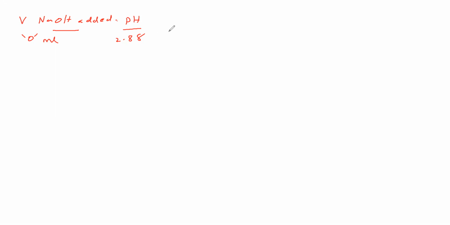Now, let us add sodium hydroxide solution from the burette into the conical flask. Drop by drop, we will add while continuously shaking the conical flask. Now, what will happen to the pH? That we will see. Now, we are adding sodium hydroxide solution continuously. We have reached the point 2.5 ml. Now, what will happen in the conical flask?